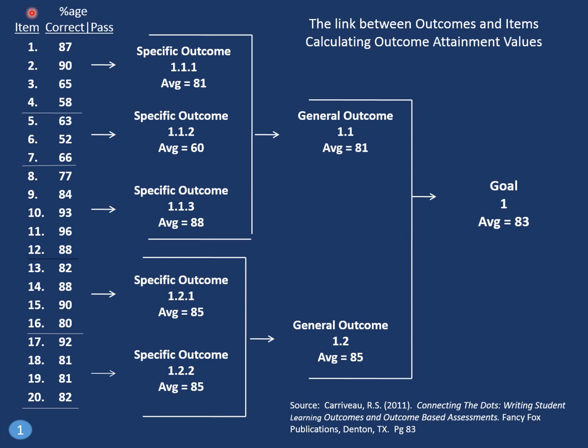And this is how you calculate one of those values. And we mentioned that last week. We covered this in more detail, but the first 4 items have percentage correct values that can be averaged up to the 1.1.1 outcome, and it would be 81, which would be 81% of that outcome was attained by the group that took those items. And it's the same logic all the way through.